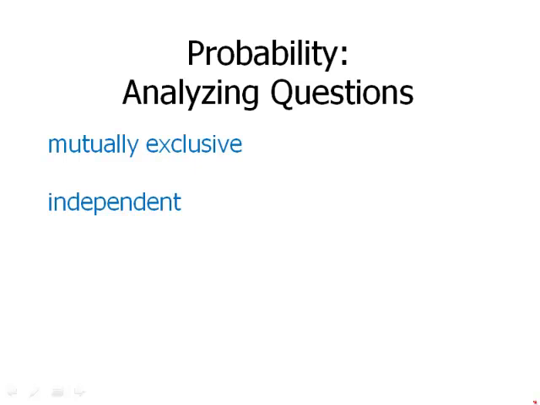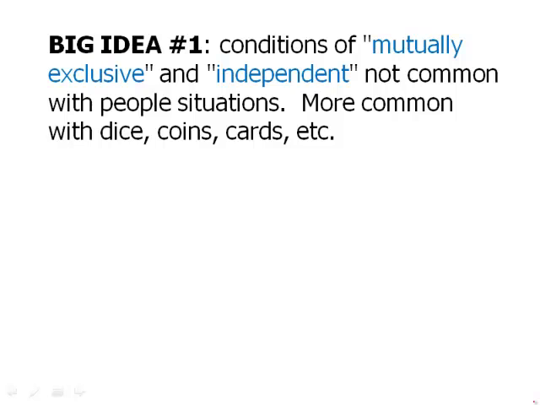Now, a few considerations about these. First of all, the conditions of mutually exclusive and independent are not common with people situations. They're more common with dice, coins, cards, etc. What do I mean by that? Well, if you think of the categories into which we put people, we can categorize people by their religion, by their political party, by their race, by their gender, etc. These are big, messy categories. We can't really say that any one category is mutually exclusive with any other. We can't say that any one category is independent of any other.